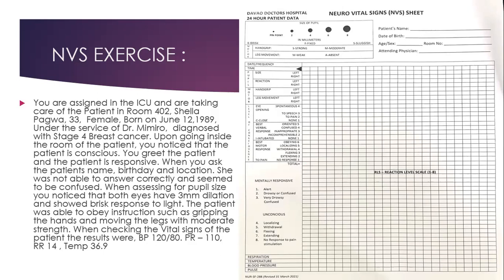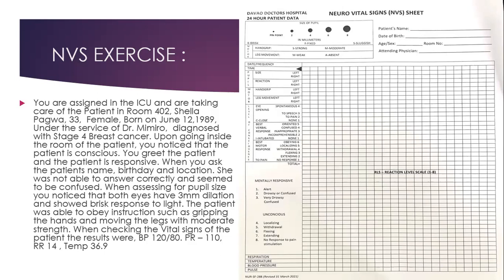Upon going inside the room of the patient, you notice that the patient is conscious. You greet the patient and the patient is responsive. When you ask the patient's name, birthday, and location, she was not able to answer correctly and seemed to be confused. When assessing the pupil size, you notice that both eyes have 3 mm dilation and showed brisk response to light. The patient was able to obey instructions such as gripping the hands and moving the legs with moderate strength.